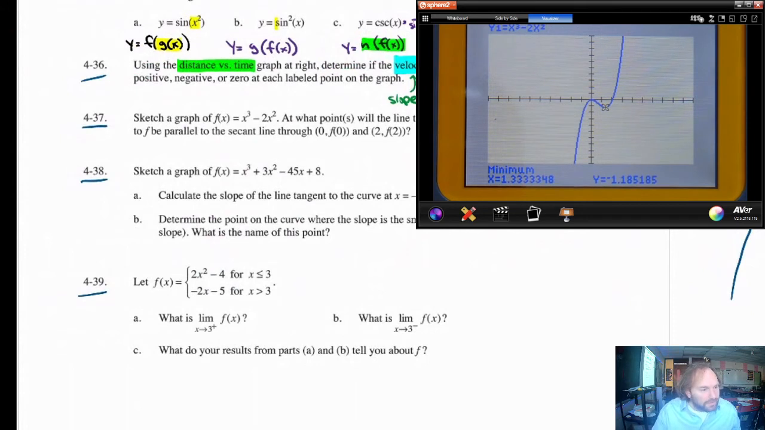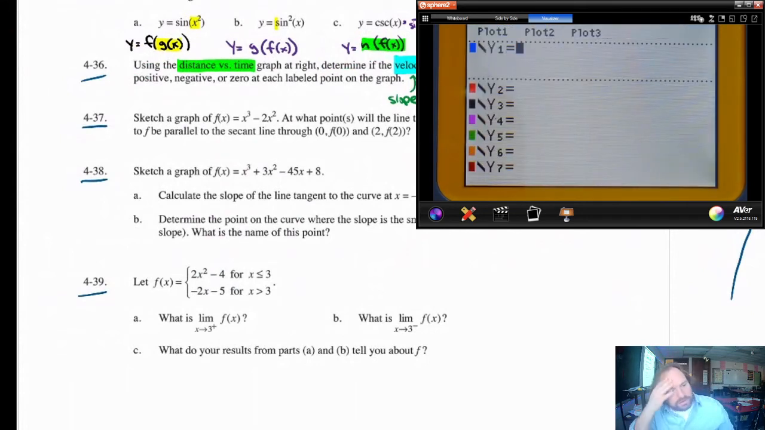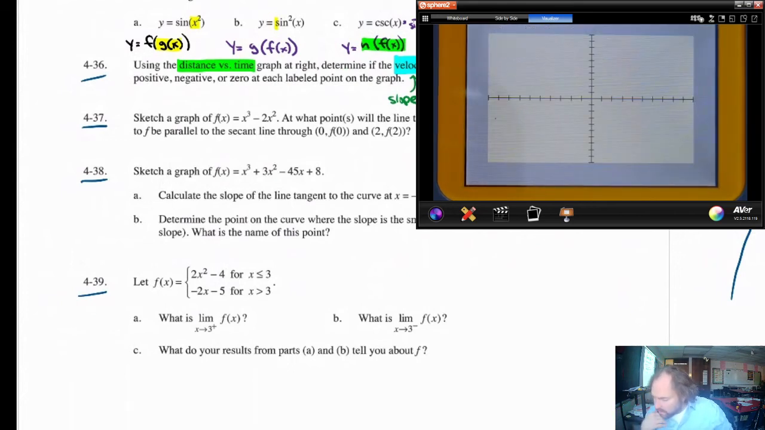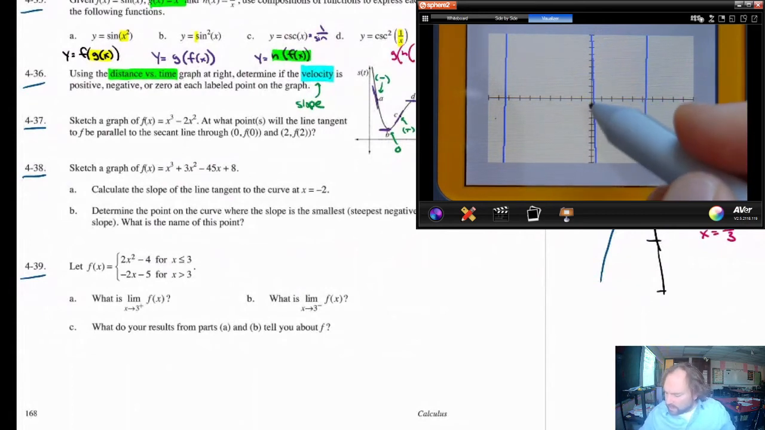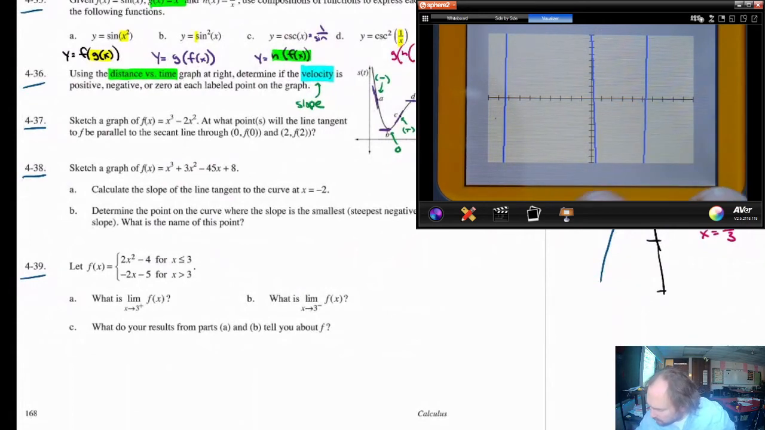Okay, cool. 438 is going to ask us to make another sketch of another graph, so I'm going to do that on my calculator also. x to the third plus 3x squared minus 45x plus 8. We'll go ahead and give that a graph too. What we've got to do here, I might want to change my window on this one. We're going to calculate the slope of a line tangent to the curve at x equals negative 2. So that's where we're really focusing our attention, which I do not see on this graph.